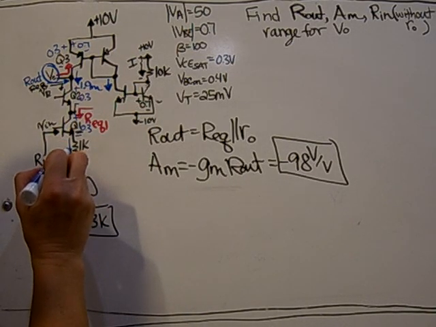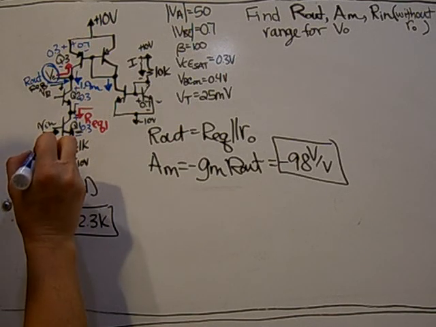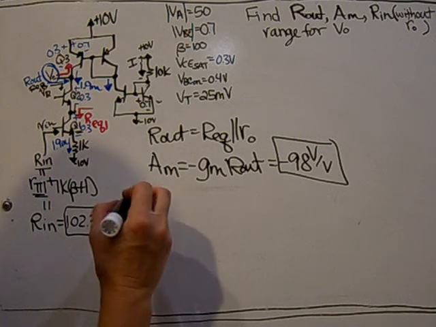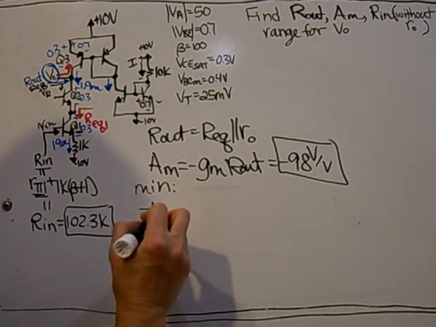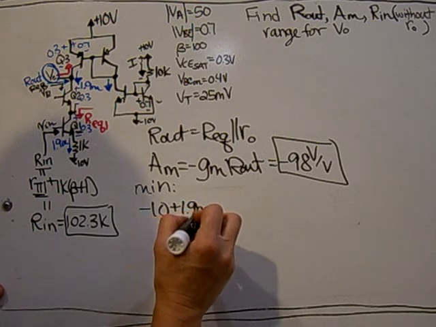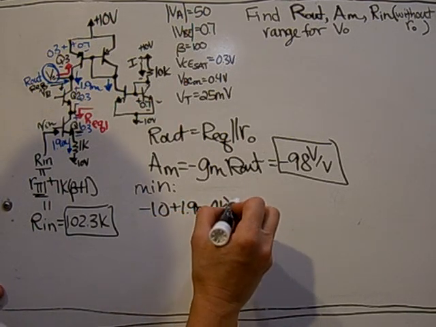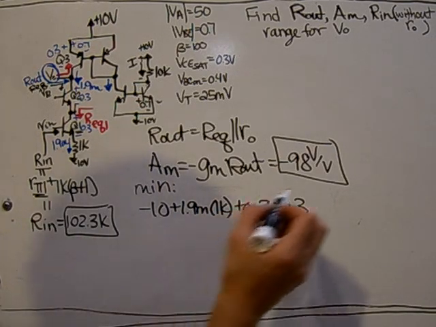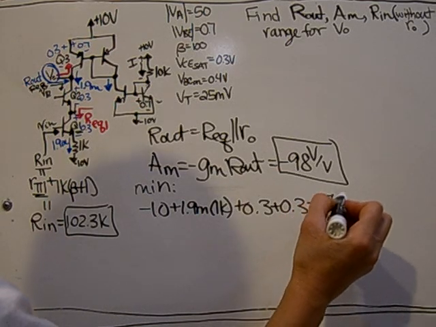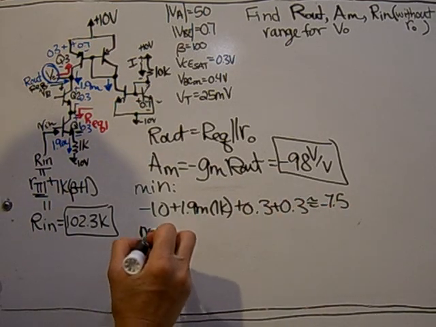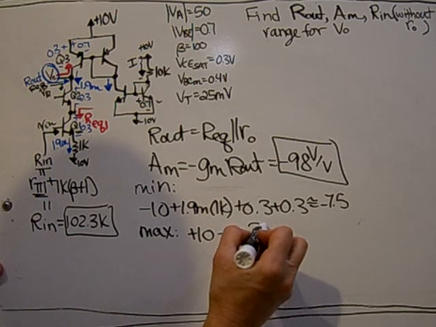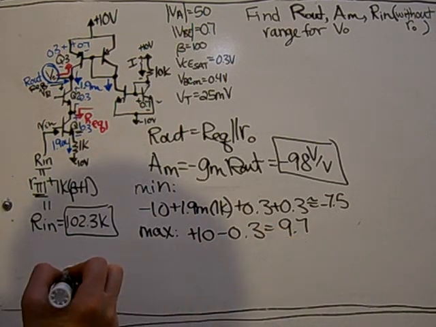Then there's a drop here due to the 1.9 milli. So the minimum will be minus 10 plus the 1.9 milli times 1K plus 0.3 and then plus 0.3, which is approximately minus 7.5. The max is going to be the 10 on the top minus the 0.3 across that. So 9.7 is going to be the max.